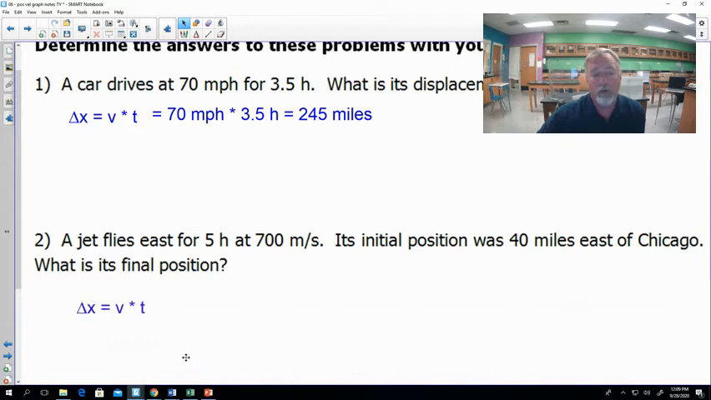So let's start with our delta x. Delta x equals velocity times time. We were given those, right? 700 meters per second and 5 hours. Now we're trying to get to miles though, so we have some conversions here. And I also want you to notice that the velocity is in meters per second, but our time is in hours.